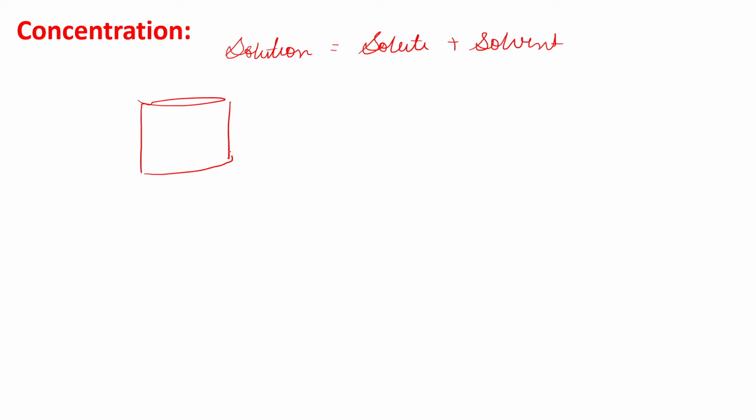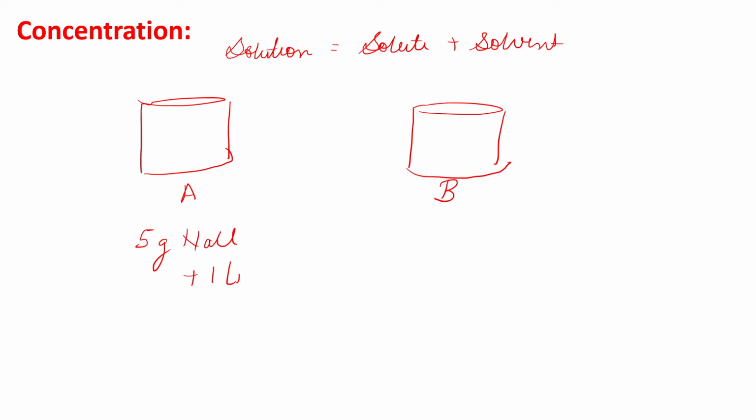So till now we saw the combination of solute and solvent. How will we define how much amount of solute is added? A solution is basically a binary solution. For simplicity, we say it is a combination of solute plus solvent. Let's say there is a sample A in this beaker, and this one is sample B. So here you have added 5 gram of NaCl in 1 liter of water.